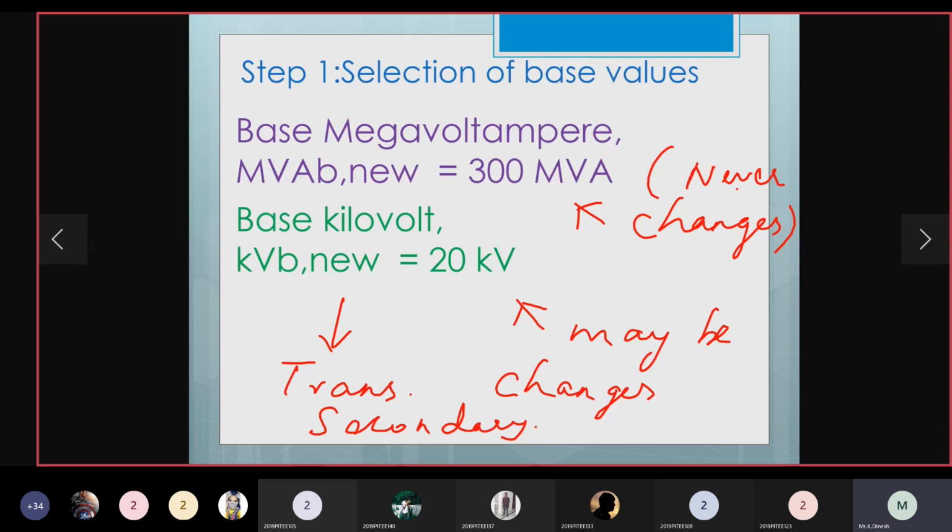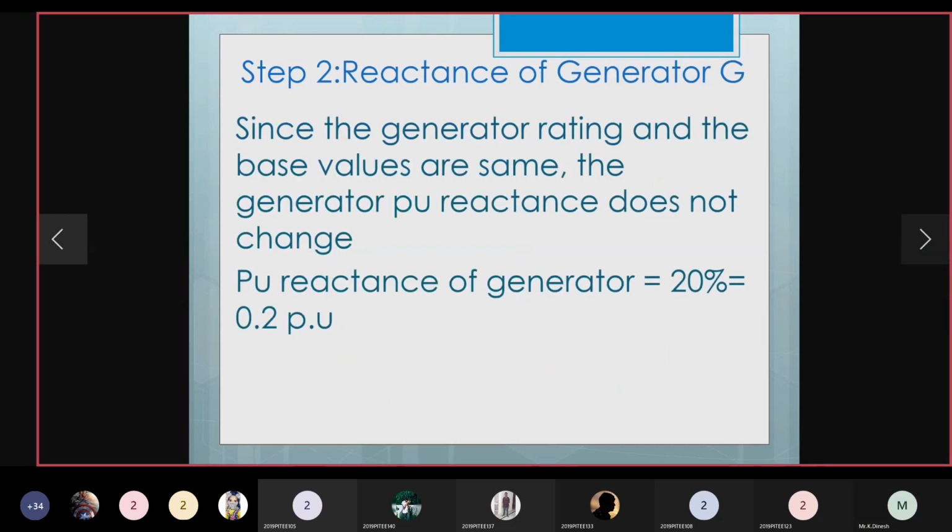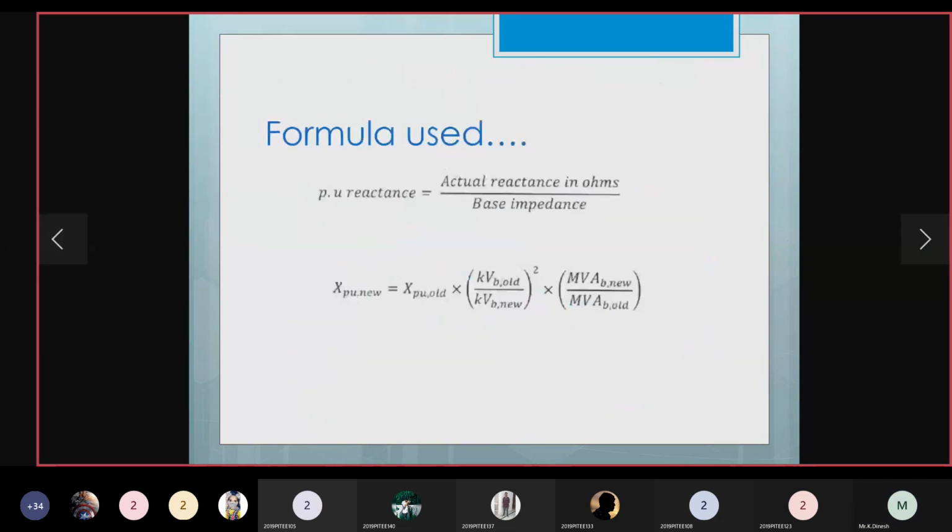Or otherwise you may estimate with this relation: X per unit new equals X per unit old times (KVB old / KVB new) squared times (MVAB new / MVAB old). If you substitute the values for the generator, you get 0.2 only, because the base values and generator values are both the same.